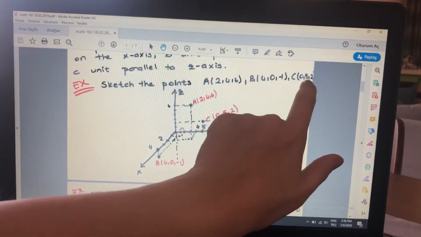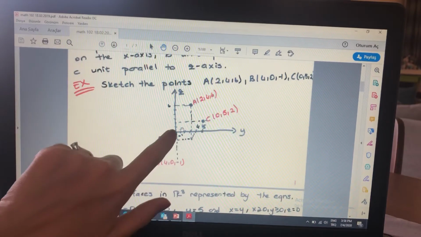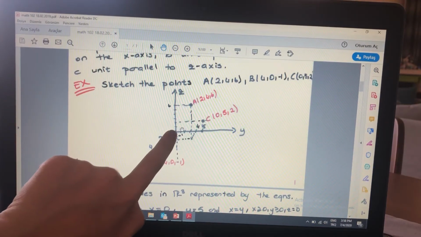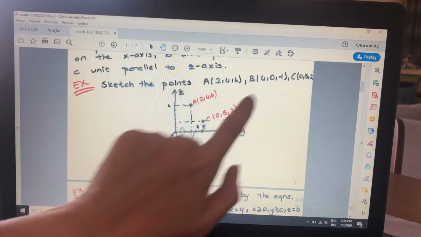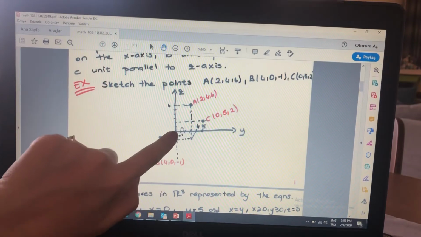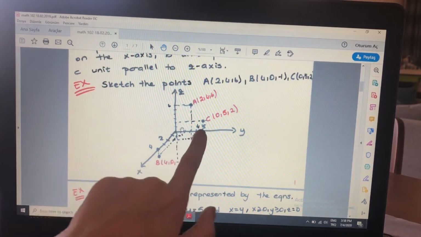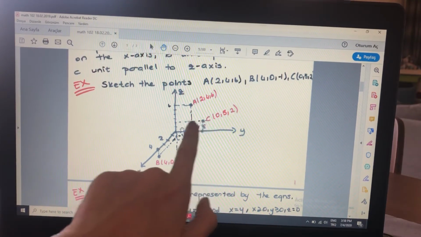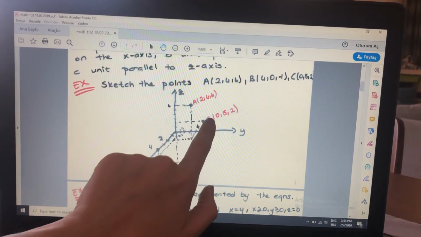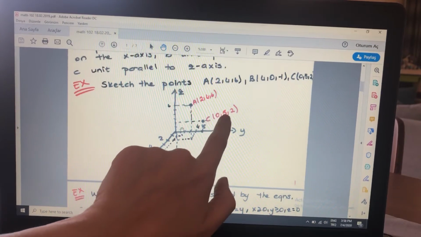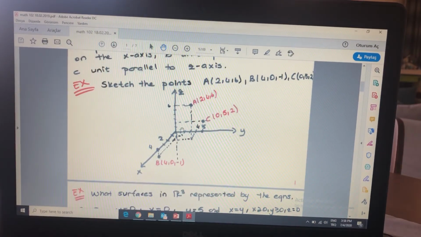And similarly, if we look at (0, 5, 2), we are at the origin. We are not moving anywhere on the x-axis because we have 0 as a value. Then I will move 5 units on the y-axis and then 2 units parallel to the z-axis. This is 2. So you have the point C, (0, 5, 2). Exactly, this is how you can show the points in the XYZ space.